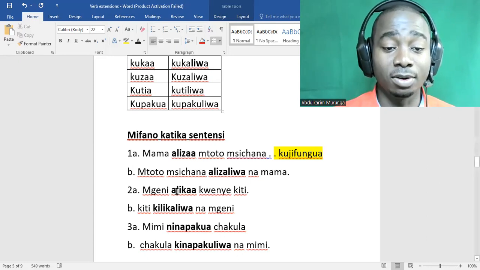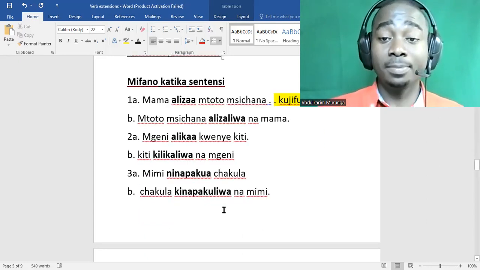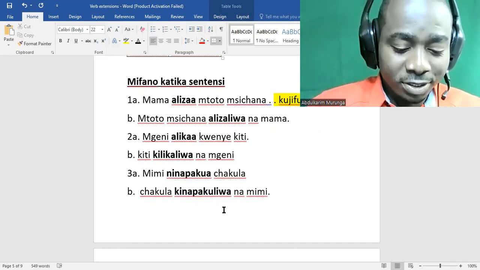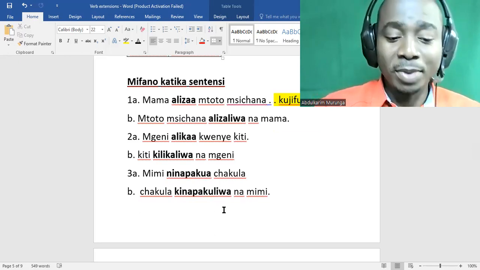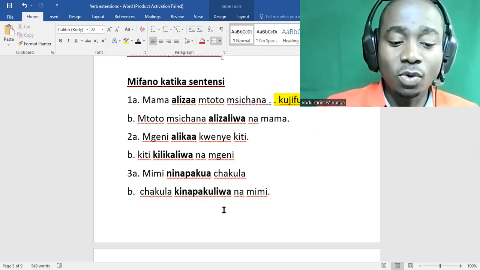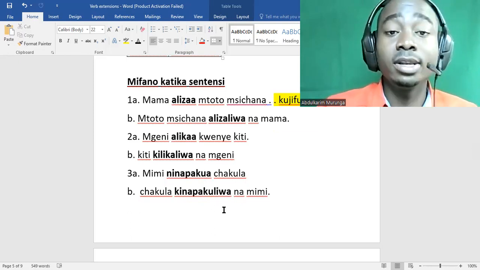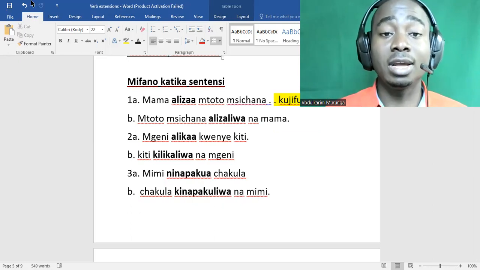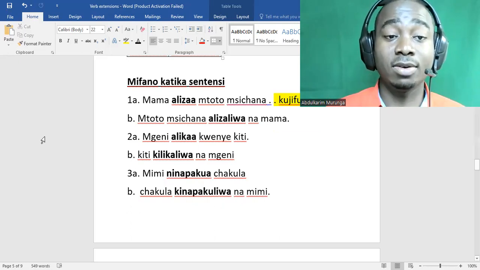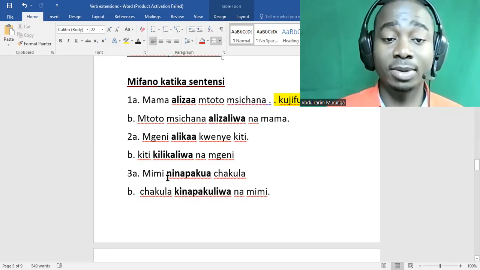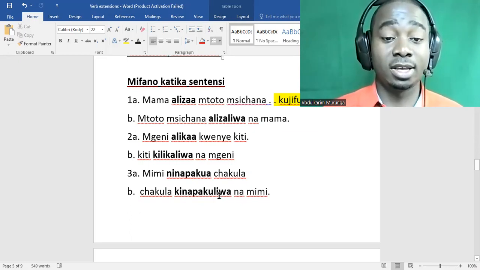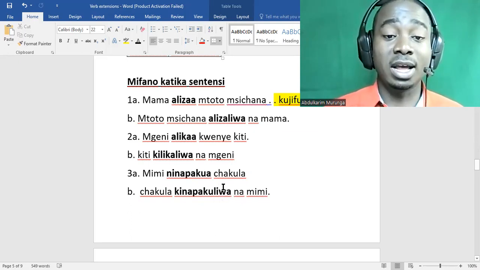The third example is here. Mimi ninapakua chakula. I am serving food. We want to make it passive. We say chakula kinapakuliwa na mimi. Sawa? Chakula kinapakuliwa na mimi. So the food is being served by me. So you see where we put this L-I-W before the last vowel here.